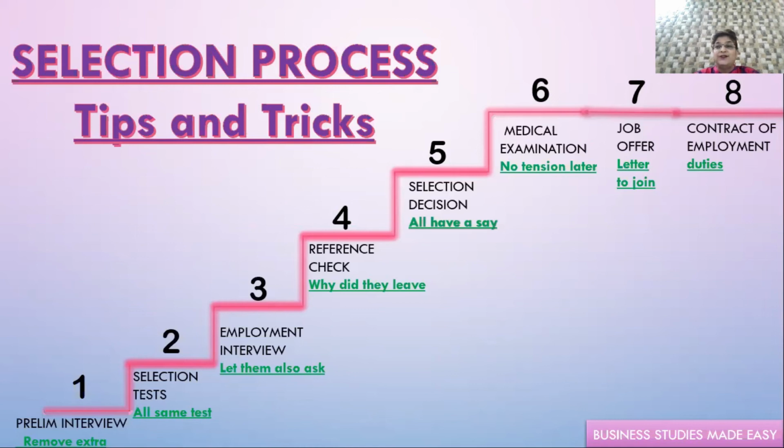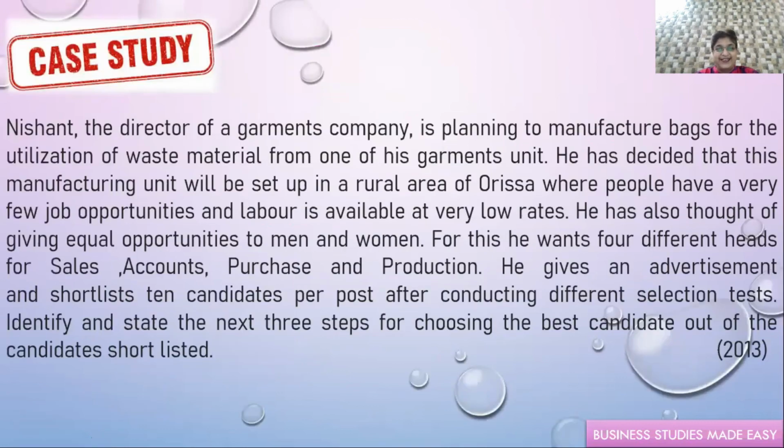Job offer is a letter to join. Now they're giving you a letter to join, and contract of employment tells you about the duties of the employment. Remember children, job offer and contract of employment, children get confused, but job offer is a letter to join and contract is about the duties. That's also a contract, but it's about the duties. So this is how you can remember it. And now that brings us to the case study.